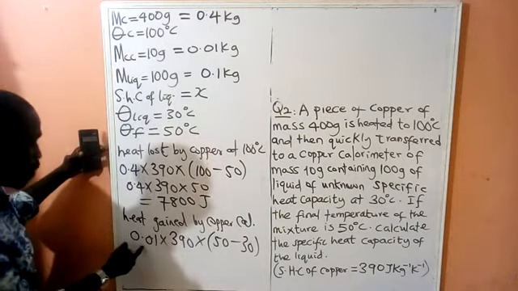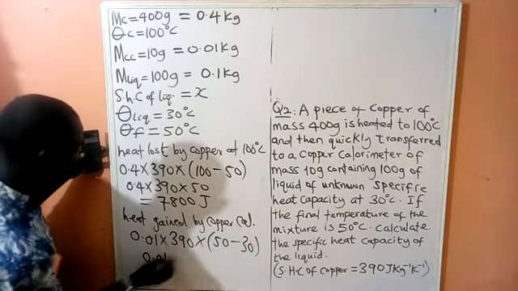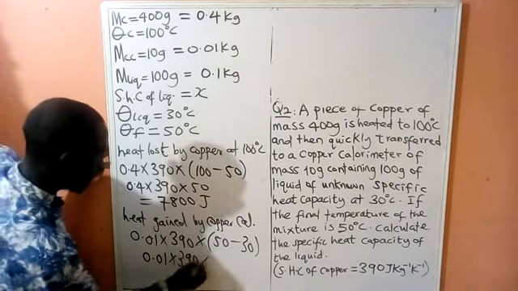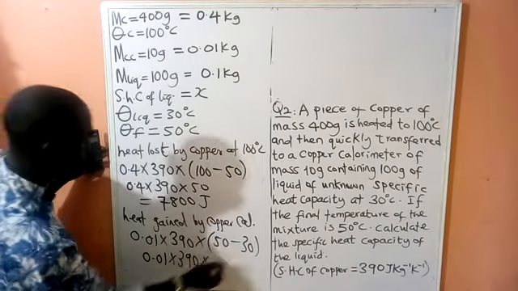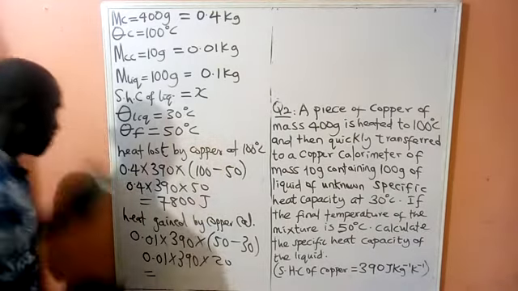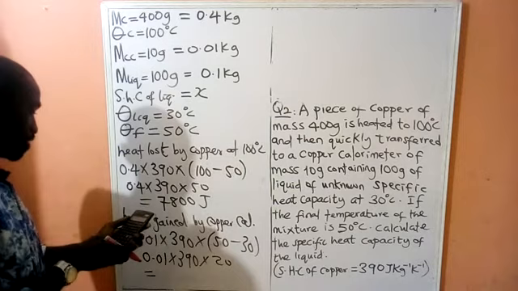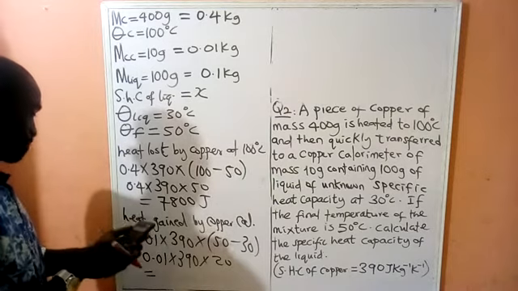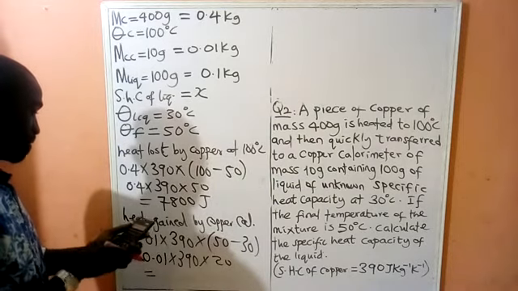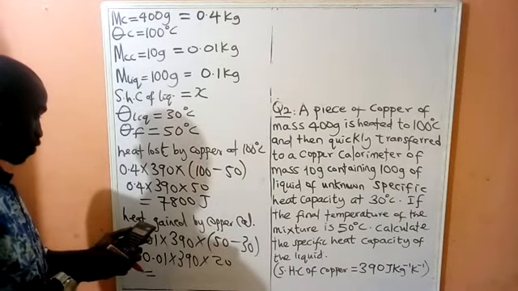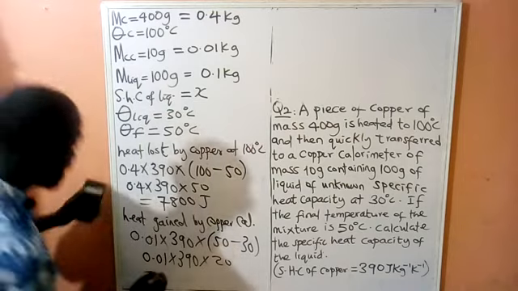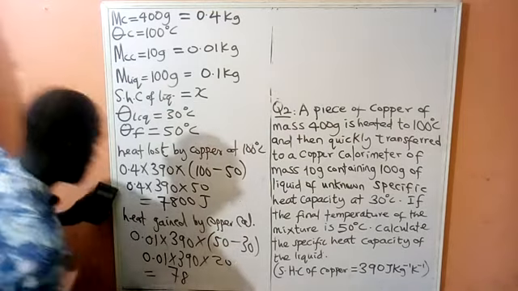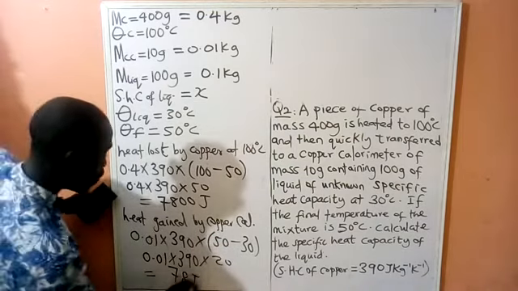So what do we have here? So we have 0.01 multiplied by 390 multiplied by 50 minus this will give us 20. So what do we have here? We have 0.01 multiplied by 390 multiplied by 20. So this will give us 78. So we have 78 joule. Are you with me?